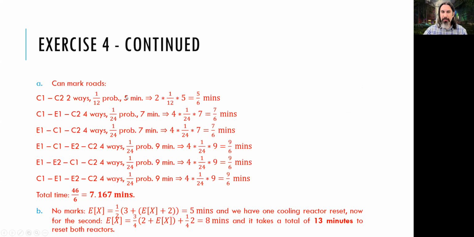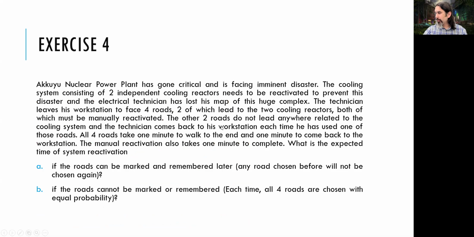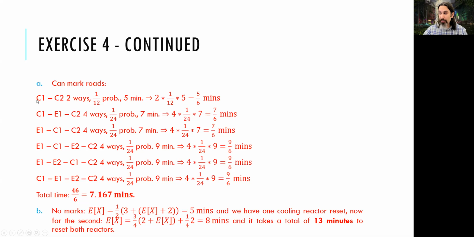This road takes 5 minutes. Why? C1, going there, 1 minute. Activating the cooling reactor, again 1 minute, which is written in the question somewhere. So as you can see, all flows take 1 minute to walk to the end and 1 minute to come back to the workstation. The manual reactivation also takes 1 minute. So going there, reactivation, coming back, 3 minutes. Going there, reactivation, 2 minutes. You're done. You don't need to come back, okay? The system is online now after the reactivation. So it's 5 minutes.